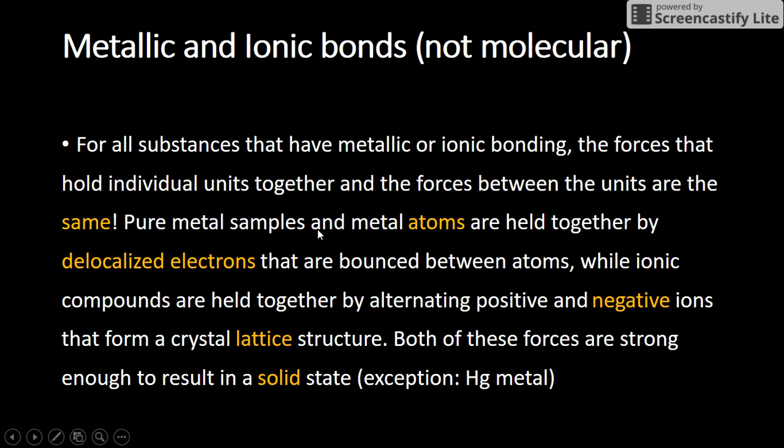The pure metal substances have metal atoms held together by delocalized electrons that bounce around between the atoms, while ionic compounds are held together by that alternating positive and negative charge, and they form a crystal lattice. So these are very strong forces. They're not molecular in nature, and they result in solid things. And the only exception is mercury is a metal.